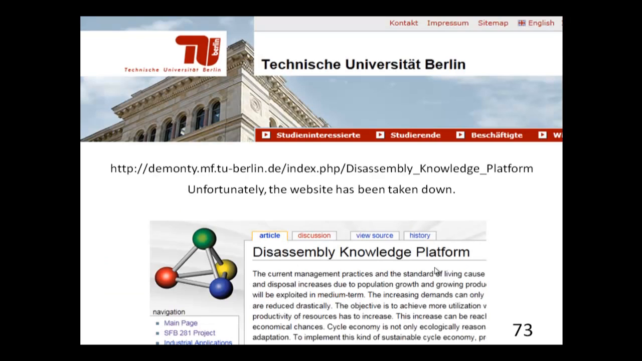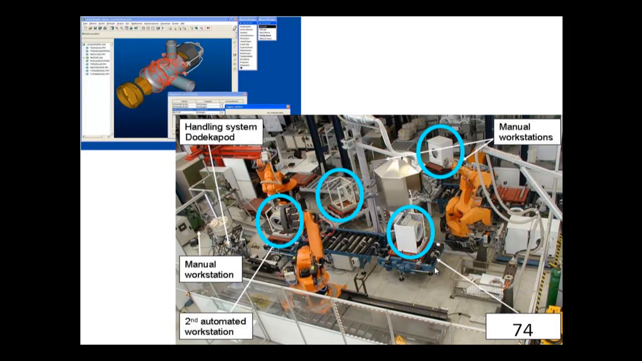Now I'd like to show you a disassembly project that was done at the Technical University of Berlin, and it was quite a large project, and unfortunately now the website has been taken down, but I captured some of the information. This is the largest disassembly project of its kind, I believe, that has occurred anywhere in the world. And what's exciting about it is, as you can see up in the upper left-hand corner, they analyzed this particular product. They took washing machines, as you can see in the aqua circles in the photo, and they analyzed these products for the best way to disassemble them using this kind of CAD system.